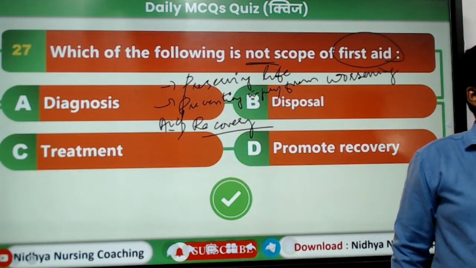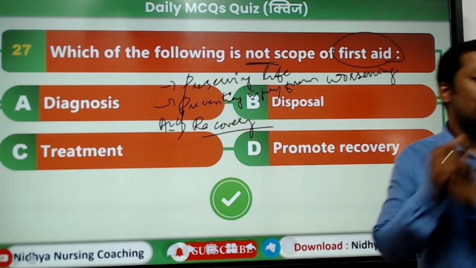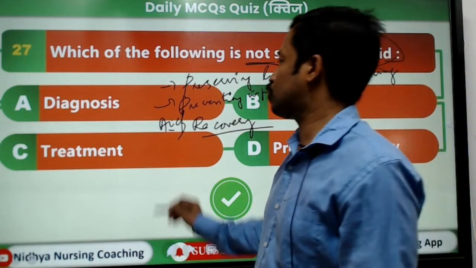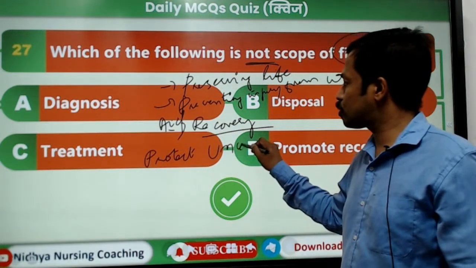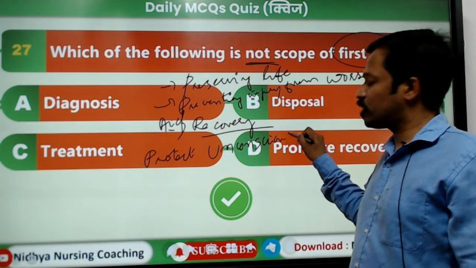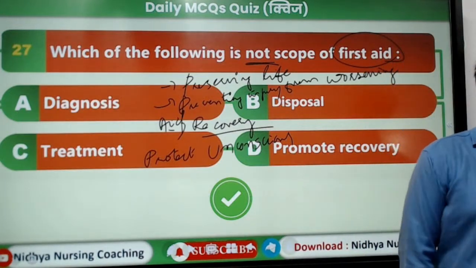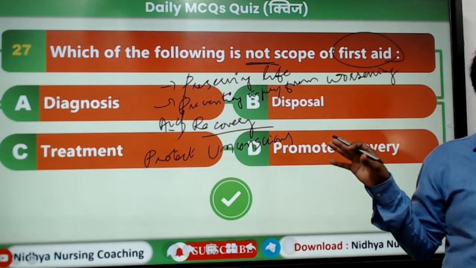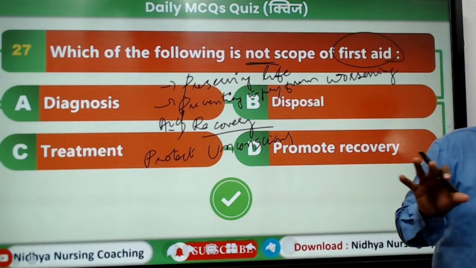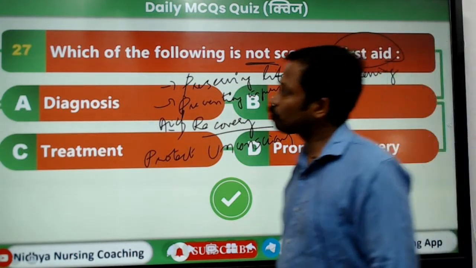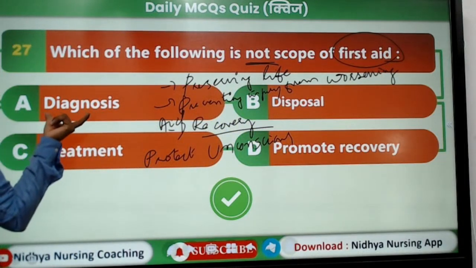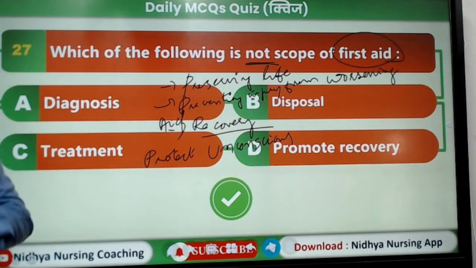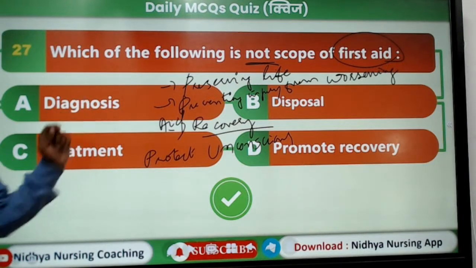And protect the unconscious patient. Protecting an unconscious patient. These all come under the scope of first aid. So here, diagnosis, should it be done? Without diagnosis, how will you give first aid? Isn't it? Yes, it should be done.